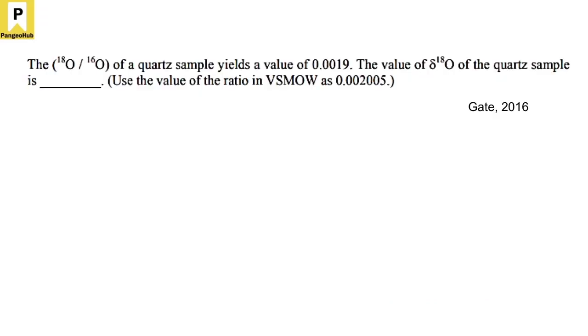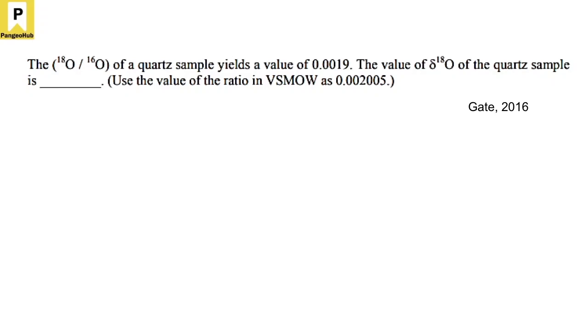Now let's see a question. Whenever you see such an isotope related question, first break down the question and try to find out what is actually asked. The question says the 18O by 16O of a quartz sample yields a value of 0.0019. The value of delta 18O of the quartz sample is what? Use the value of the ratio in VSMOW as 0.002005.